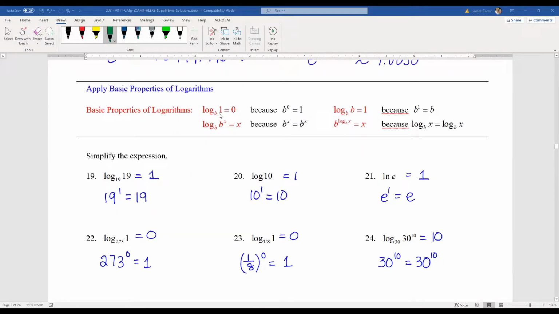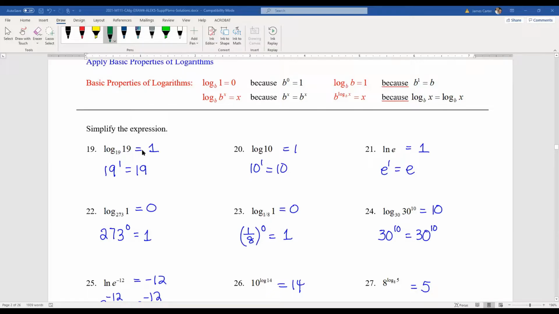Remember these basics. Log base B of 1 always equals 0. Log base B of B always equals 1. Whether it's B of B this way or B of B that way. Log base B of B to the X, I should say, is X because the log base B of B part is equal to 1.